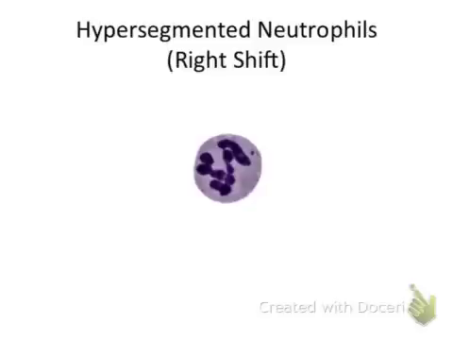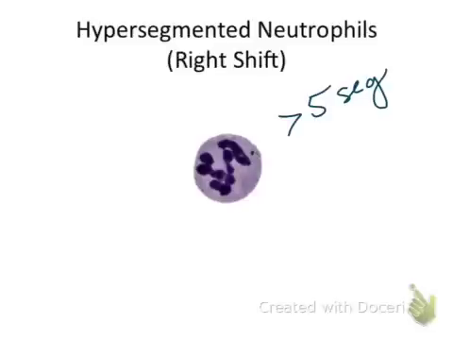Hypersegmented neutrophils are neutrophils with greater than 5 segments or lobes to the nucleus. These are either geriatric neutrophils that have prematurely aged in circulation, or they are dysplastic neutrophils.